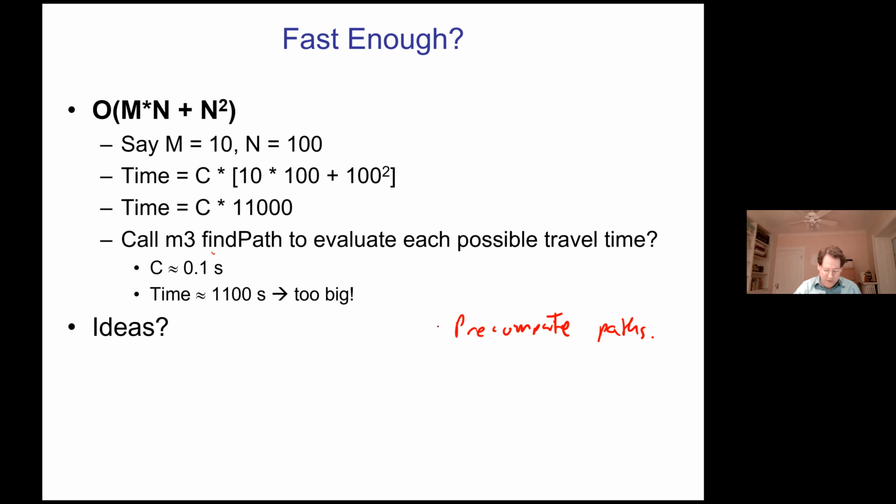Basically, if I pre-compute all the paths between these things, so that's about 100 squared over two different paths, which is still too many, right? So if I pre-compute them all, that's about 5,000 calls to find path, which is also going to be too much. So pre-compute's a good idea, but we're going to have to find a smarter way to pre-compute than to just call our find path over and over again.